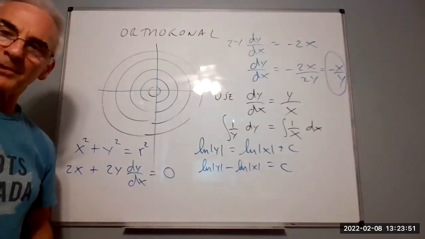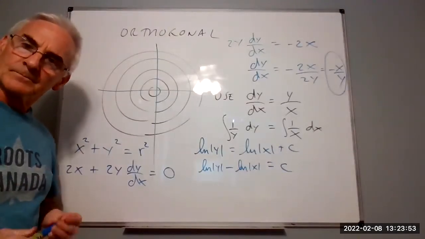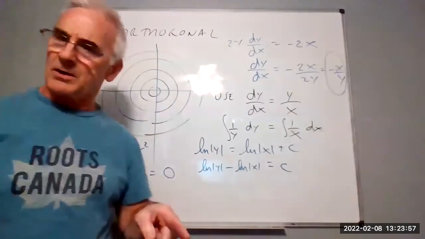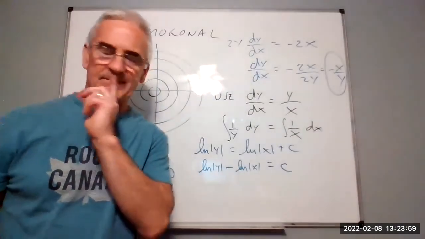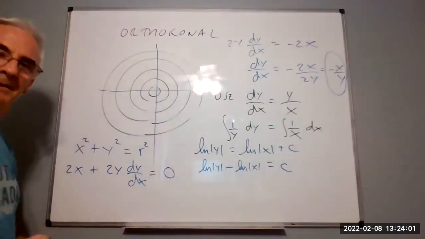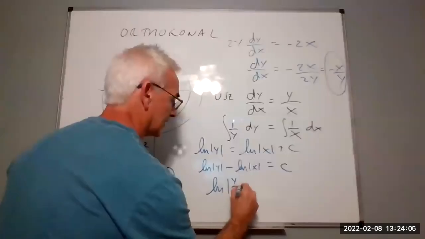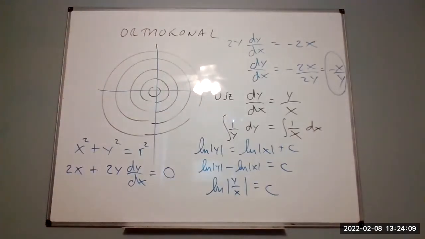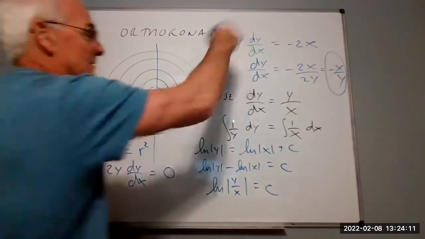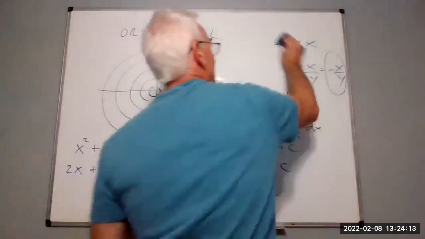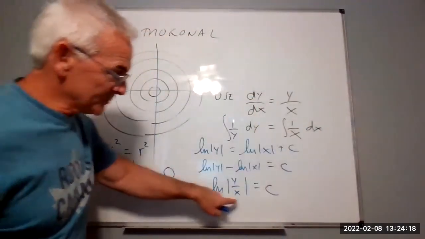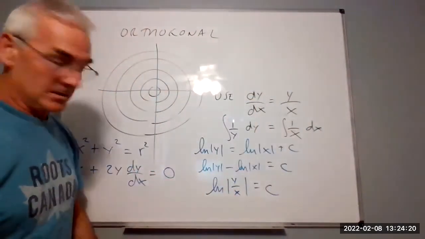We have a log property here. Do you know what the log property is? The difference of logs is what? Anybody? The division of logs. Exactly. And this will make it much easier on us. I'm going to go ahead and erase this up here because we've got this. The difference of the logs is the log of the quotient. Can I now exponentiate both sides? Yeah.